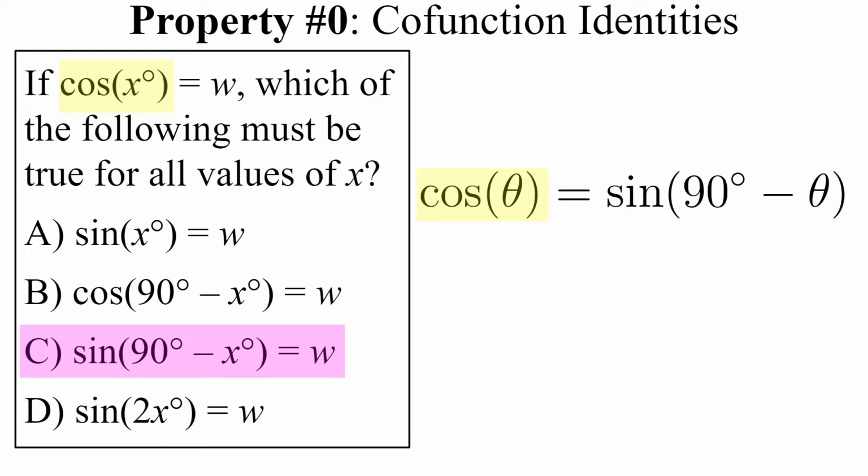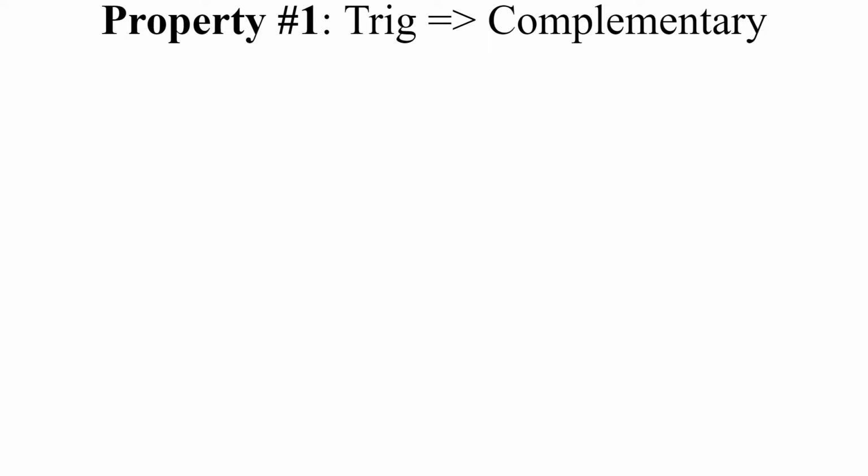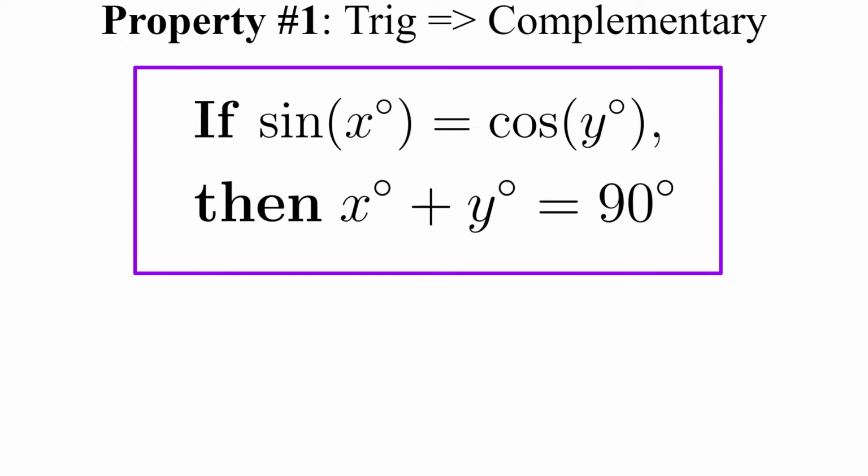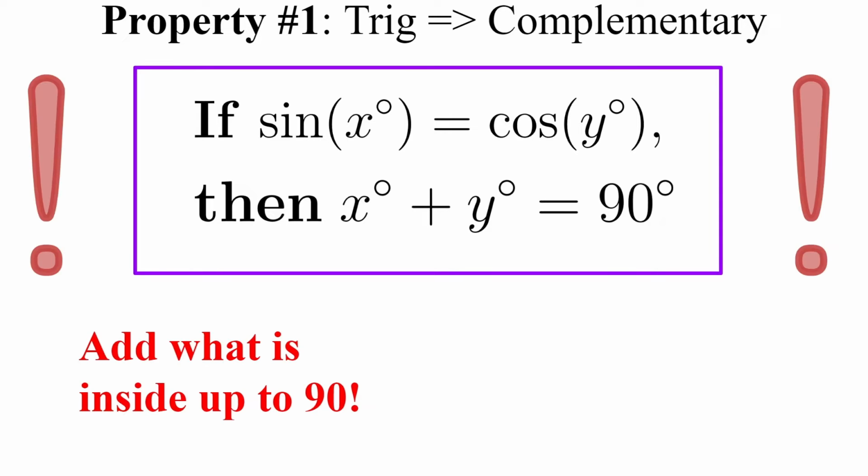Great, let's move on. Okay, now we'll go over property number 1. Trig to complementary. So if sine of x is equal to cosine of y, then that means x plus y equals 90. If you want to remember it in words, essentially, you're going to add up what's on the inside to 90. And that's how you're going to set up the problem.